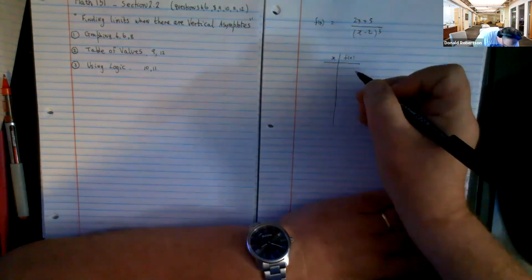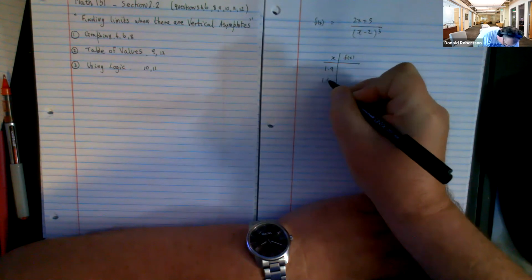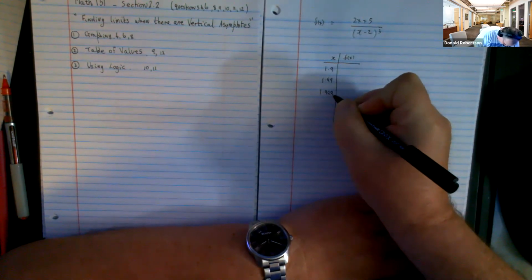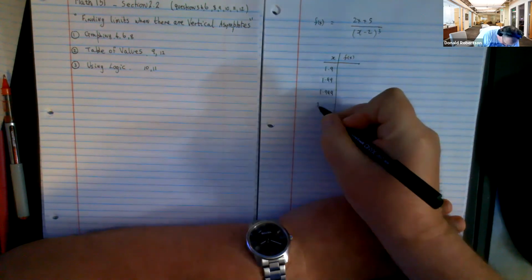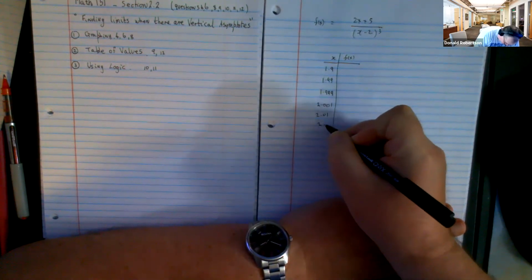Okay. You might have 1.9, 1.99, 1.999, lots of 9s, 2.001, 2.01, and 2.1.